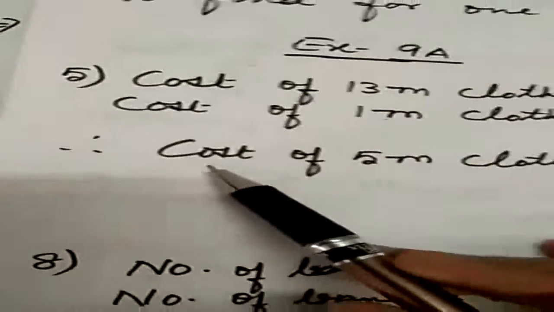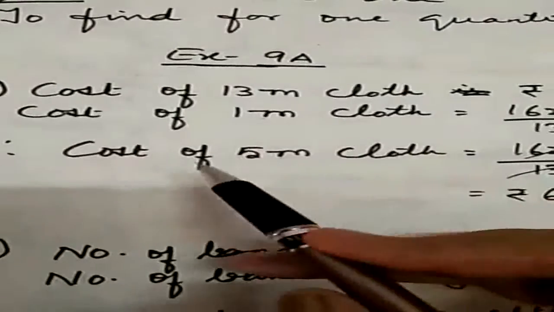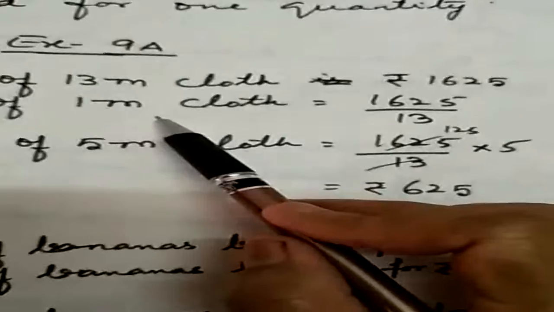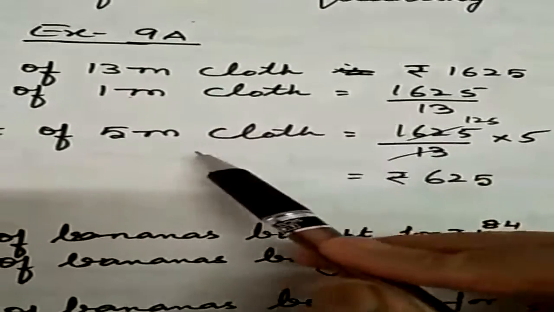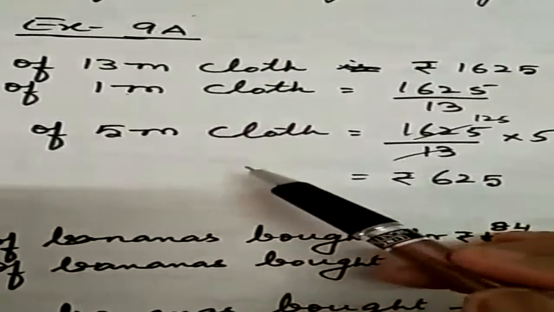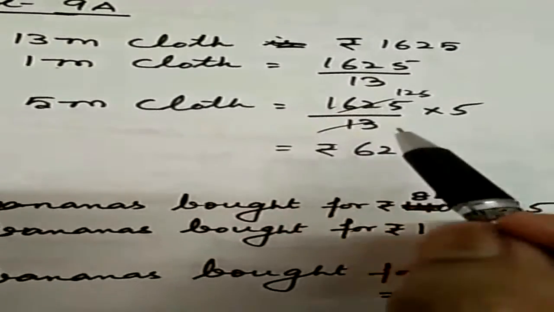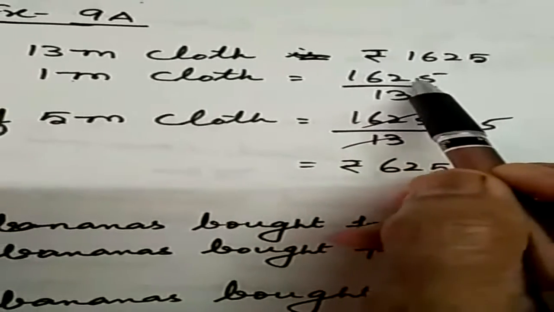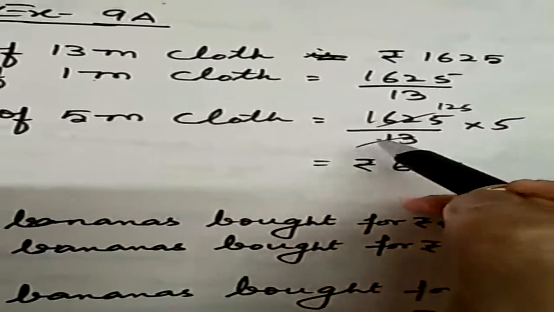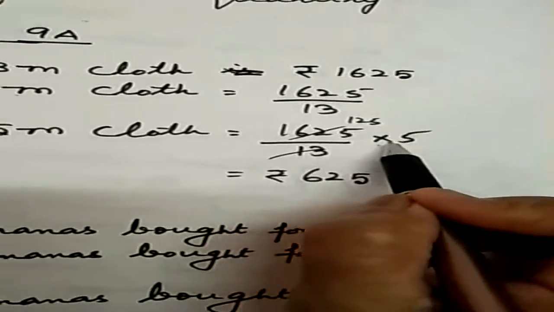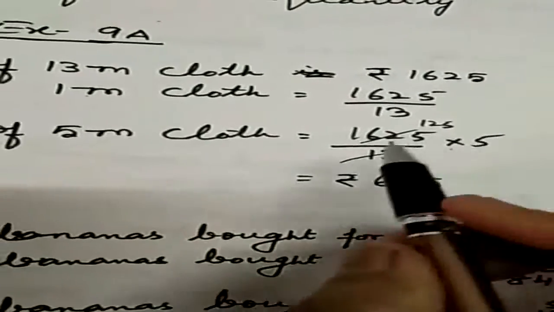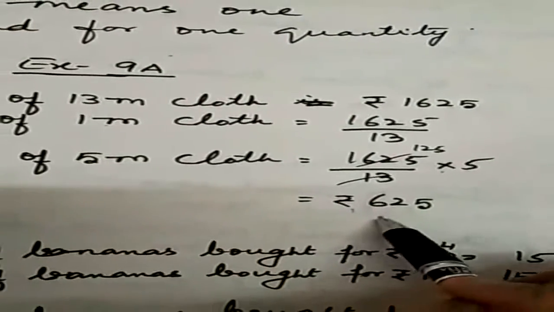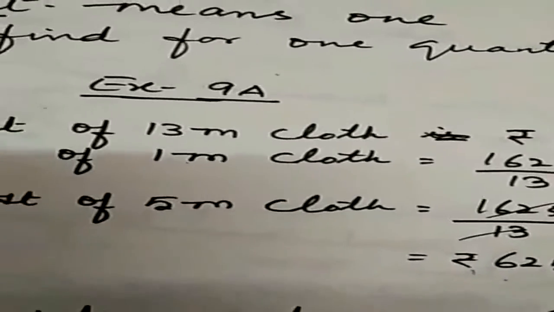Now next you have to find what is asked in the question: the cost of 5 meter cloth. When 1 meter of cloth is costing less, then 5 meter of cloth will be costing more or less? It will be costing more. More means you have to multiply. First you copy down whatever is written after the equal to, put the multiplication sign, then into 5. Then solve this and you will get the answer. So the cost of 5 meter cloth is rupees 625. Hope you understand this.